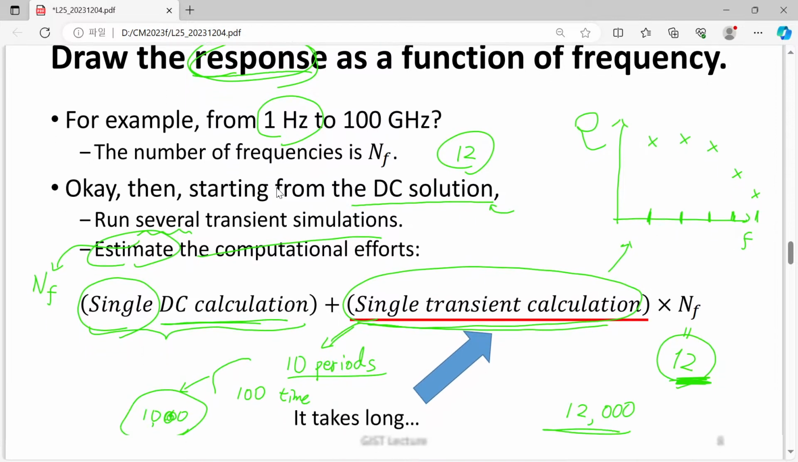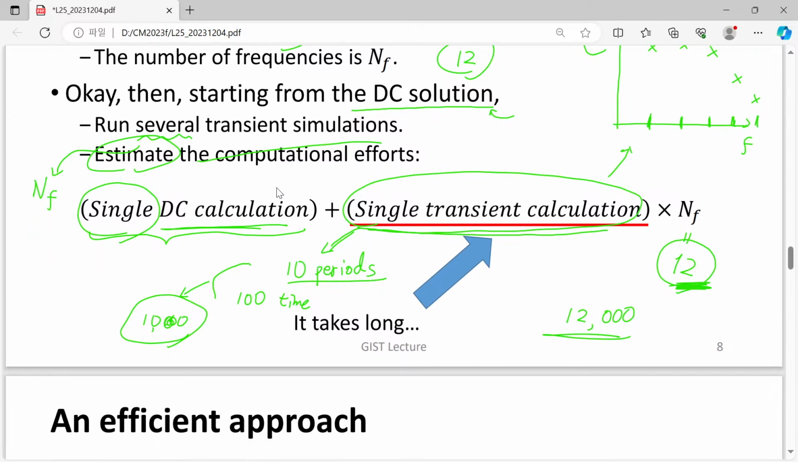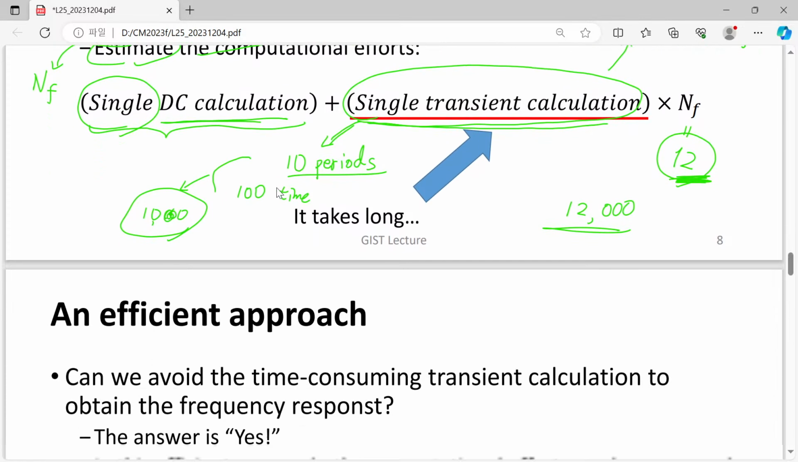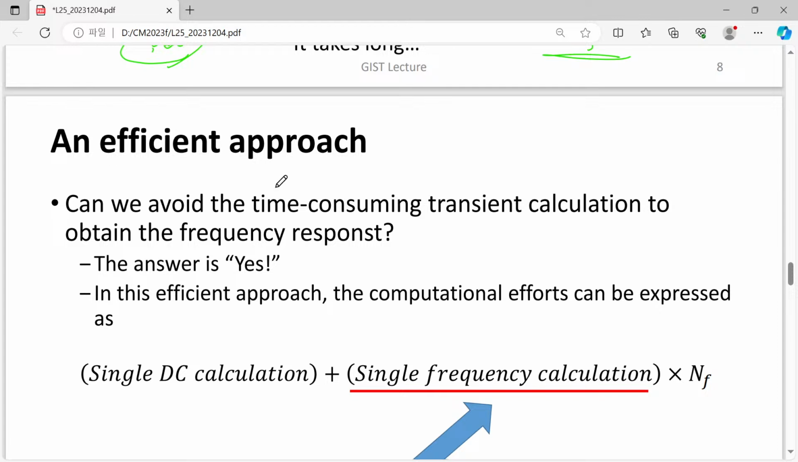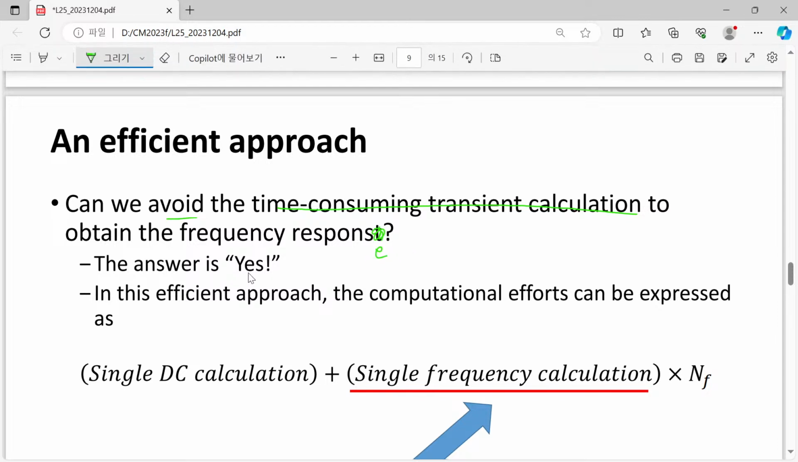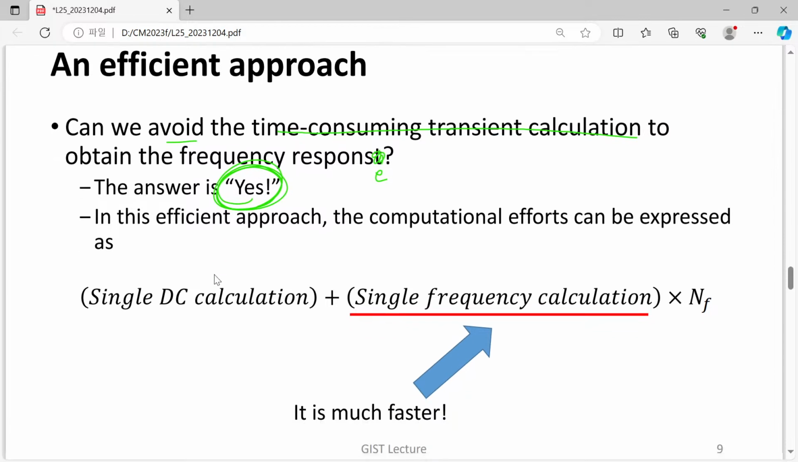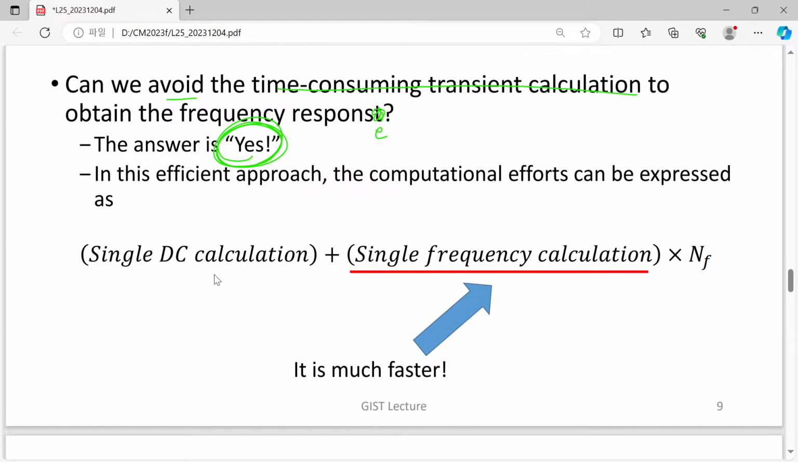So for this specific small signal case, we can try to find a much more efficient way. Here we have an inefficient approach. Can we avoid the time-consuming transient calculation to obtain the frequency response quickly? And the answer is yes, we can. How can you do that? We don't know right now, but let's assume that it is possible.